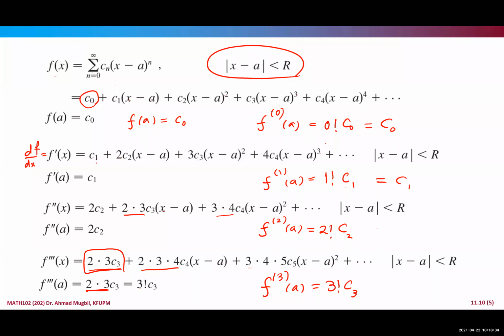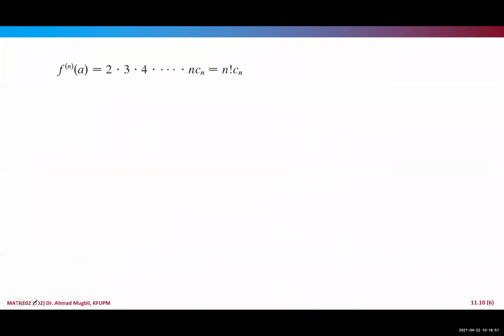So here we have, of course, C0. Here we have C1. Here we have 2C2. Here we have 6C3, the factorial of 3. So can we generalize this now? We will use this for generalization. What will be the nth derivative if you continue doing that? It will be n factorial Cn if you evaluate it at a.